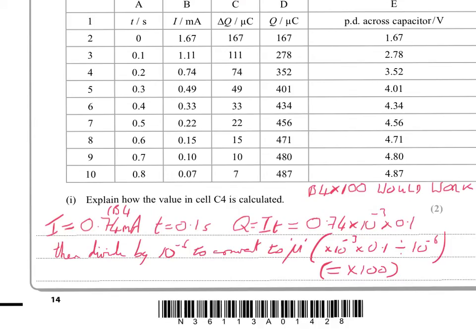So if you're going to take the 0.74 multiplied by 10 to the minus 3 and 0.1, then you're going to divide by 10 to the minus 6 to convert it back to micro. So the equivalent of multiplying by 10 to the minus 3 and 0.1 and dividing by 10 to the minus 6, that all cancels out to the equivalent of multiplying by 100. So B4 times 100 will give you the right calculation each time. It's important in these questions to quote an equation and show the calculation with the numbers on the spreadsheet before you try and show the spreadsheet formula.